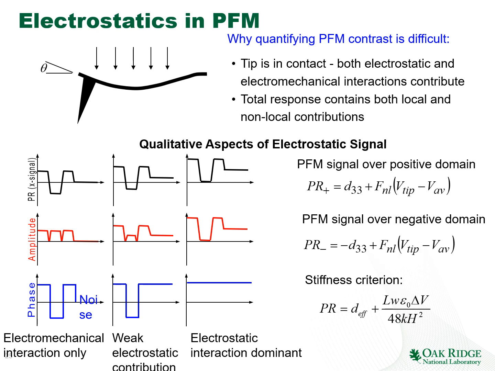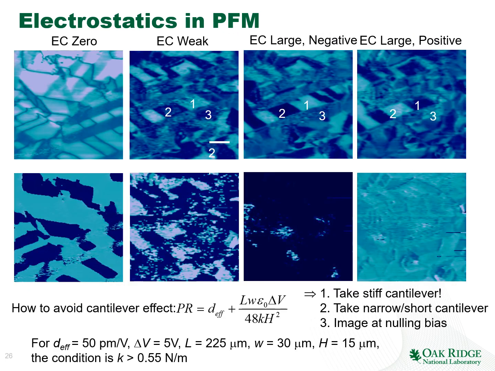So in this case our phase becomes uniform, so the PFM signal has positive phase everywhere, but we see a strong signal difference in amplitude between the positive and negative domains. This electrostatic contribution in the PFM signal is the most important source of the experimental artifacts, which appears over and over again. And let me show you how it looks in the real experimental data.